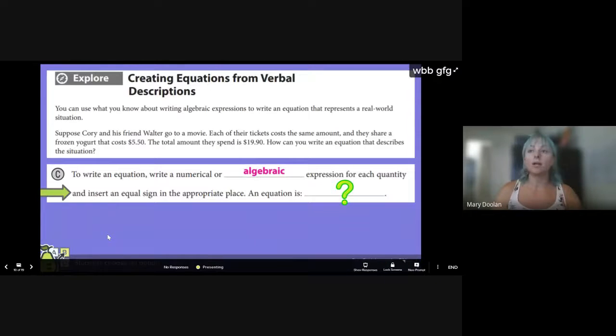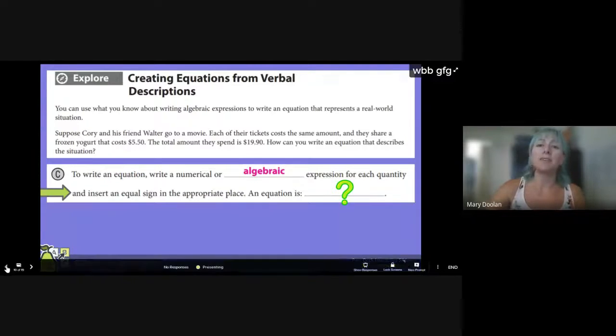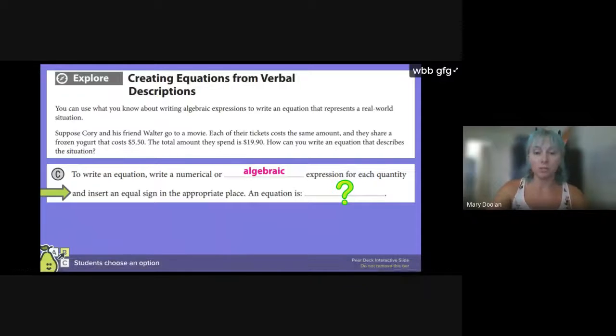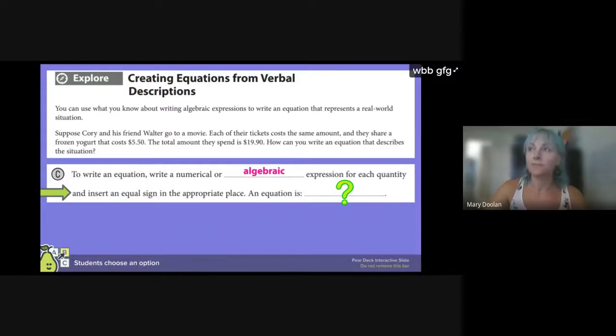So to write an equation, you write a numerical or algebraic expression for each quantity and insert an equal sign in the appropriate place. So based off of what we just saw and the story that we have here, which equation do you think goes with our story problem? This is an interactive slide. You have 4 equations to pick from. You're going to go to your Pear Deck tab, and you're going to select one of those equations.